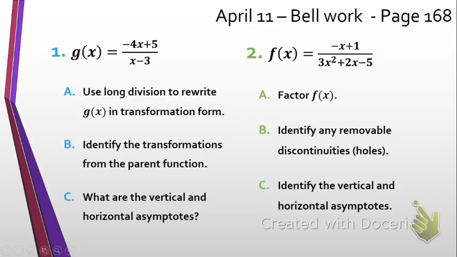All right, let's talk through these two problems. Number one, first thing I need to do is use long division to rewrite this into transformation form. So x minus 3 goes on the outside. Negative 4x plus 5 goes underneath. What will be my whole number? What goes up on top?